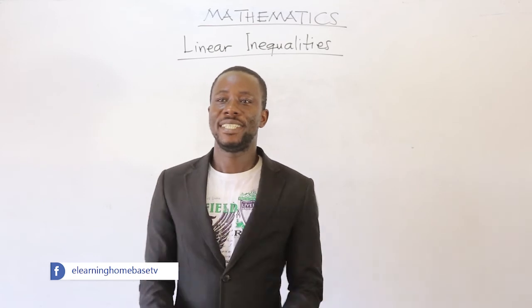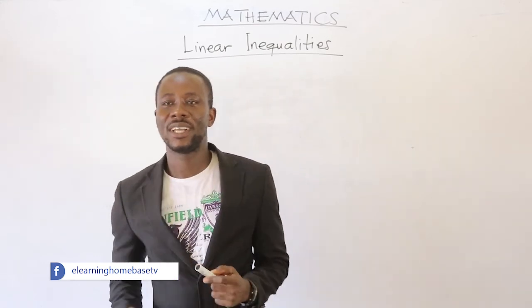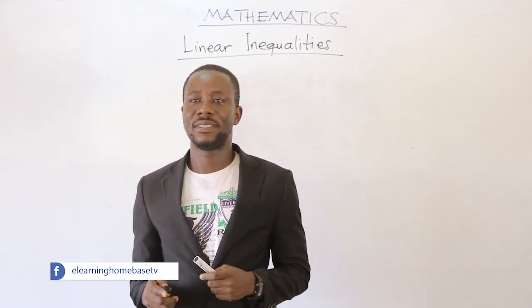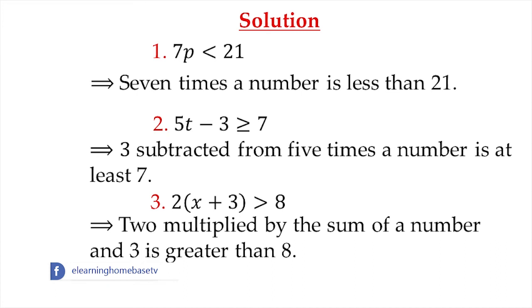Welcome back. So let's look at the solutions. The first one, we have 7p less than 21. So we have 7 times a number is less than 21. Hope you got the same thing. Good. Or you can say the product of 7 and the number is less than 21. Product means multiplication. Good.